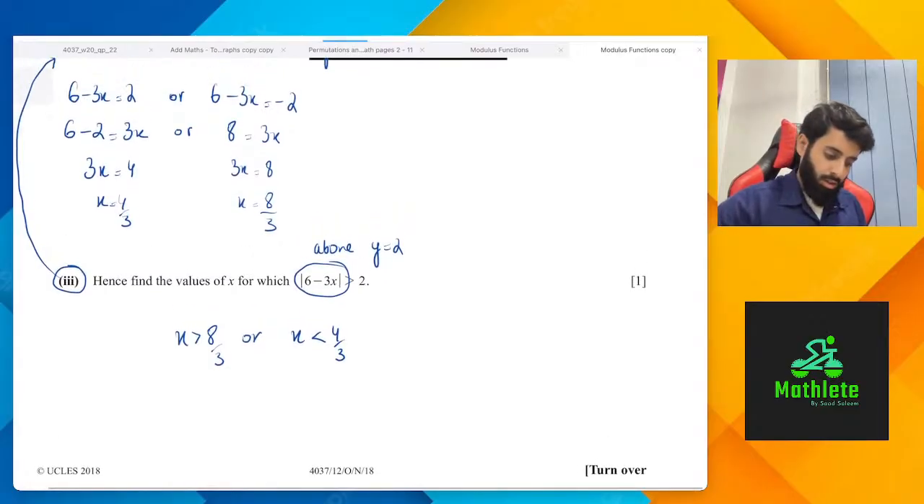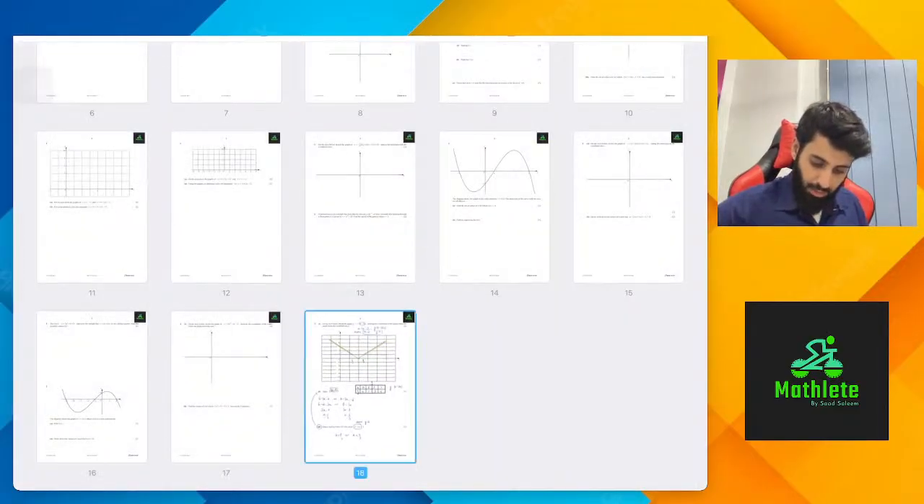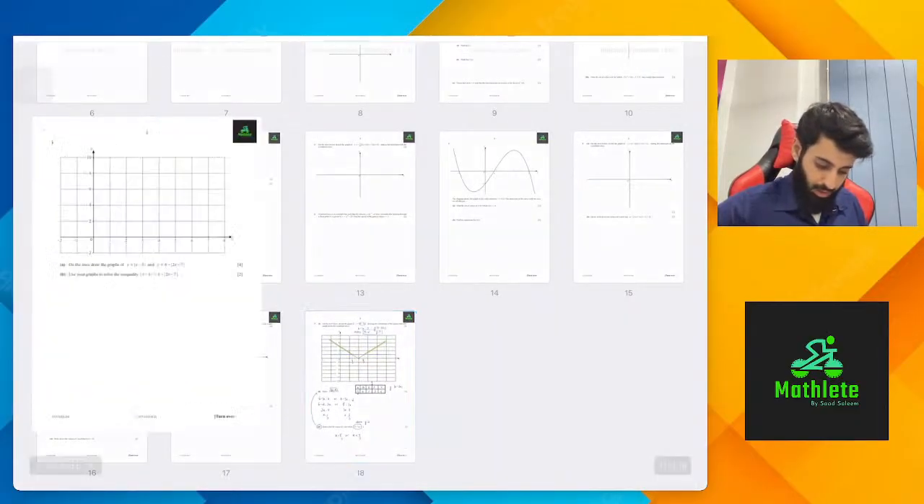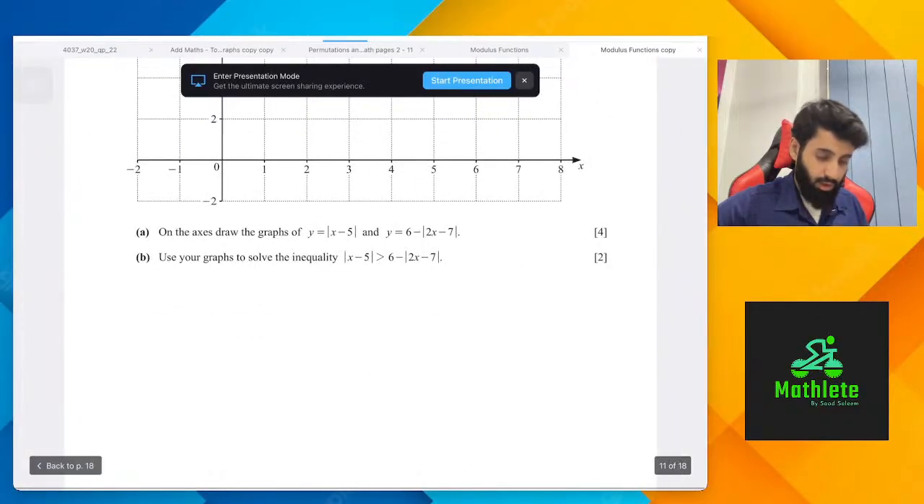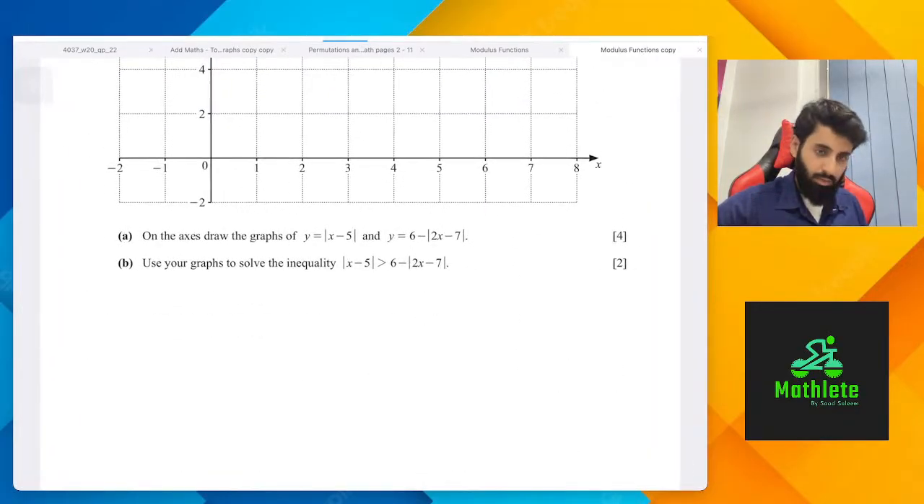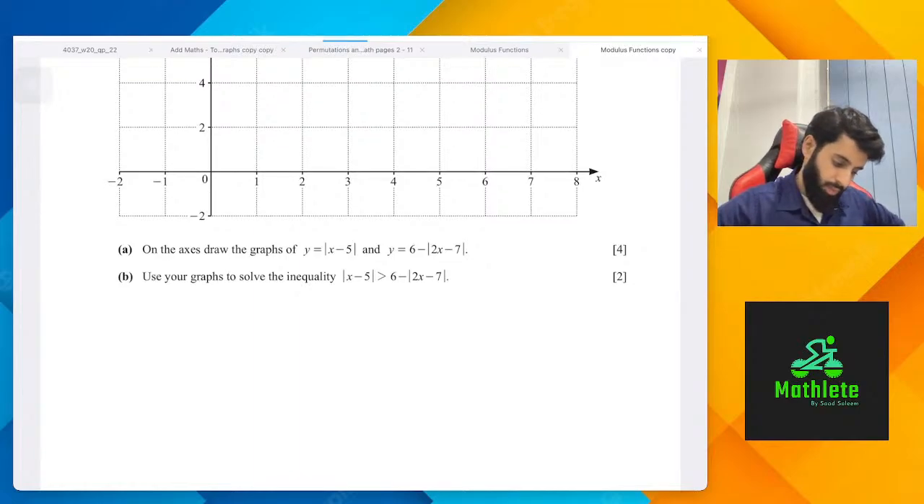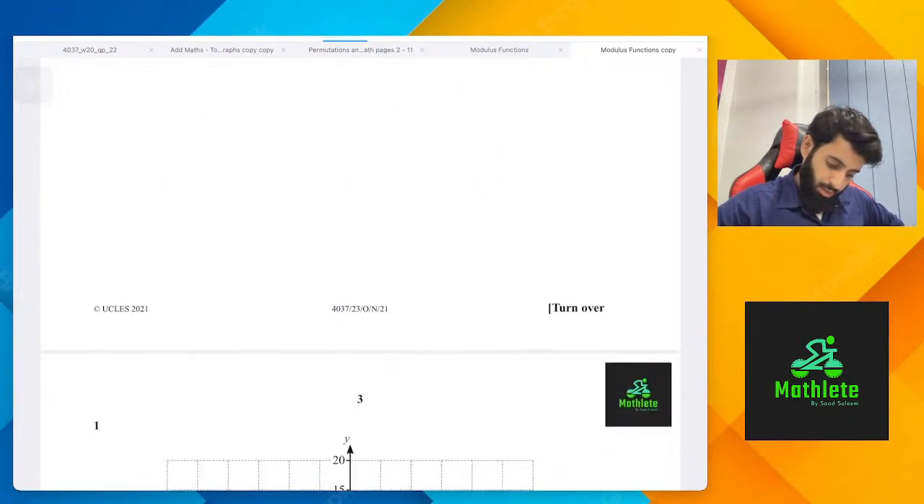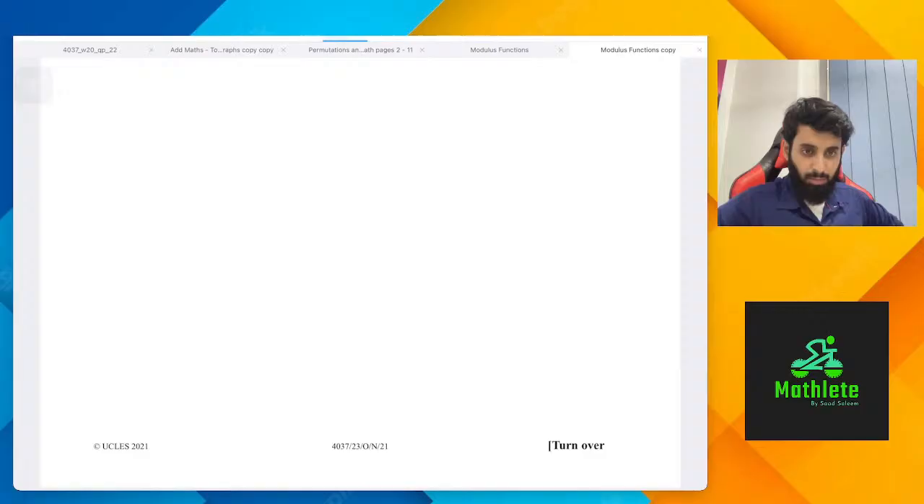Okay, let's do one more question of absolute, and that should be enough. I mean, not enough for the stream, but enough for linear absolute graphs. This is a question from October-November 2021, paper 2, variant 3. A student asks for an example with absolute on both sides, with an integer outside and absolute on one side. Okay, if someone comes, we will do it.